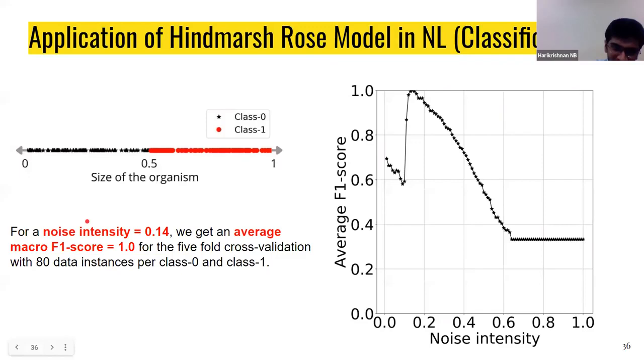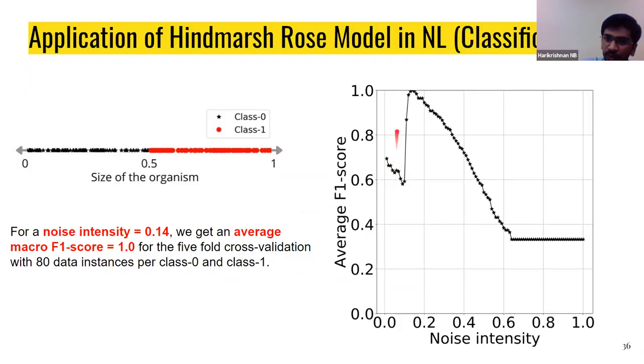And we did a toy example. Basically, we did the same example, the hypothetical prey predator classification. And for this example also, we can see clearly SR has been shown in NL. When NL is incorporated with Hindmarsh-Rose model, we can still see stochastic resonance phenomena. Here we can see for a noise intensity equal to 0.14, we get an average macro F1 score equal to 1 in 5 fold cross validation.